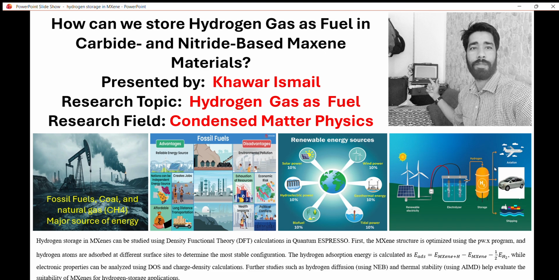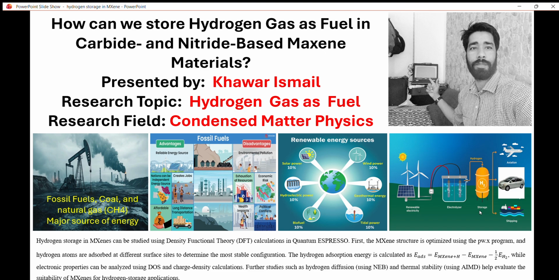Why do we need to store hydrogen? Because hydrogen gives energy without the emission of carbon dioxide and other pollutants. That's why hydrogen gas is a green source of energy. But the hydrogen molecule is not ignitable, whereas the hydrogen atom gives the energy. And to dissociate the bond in the hydrogen molecule, we need energy.